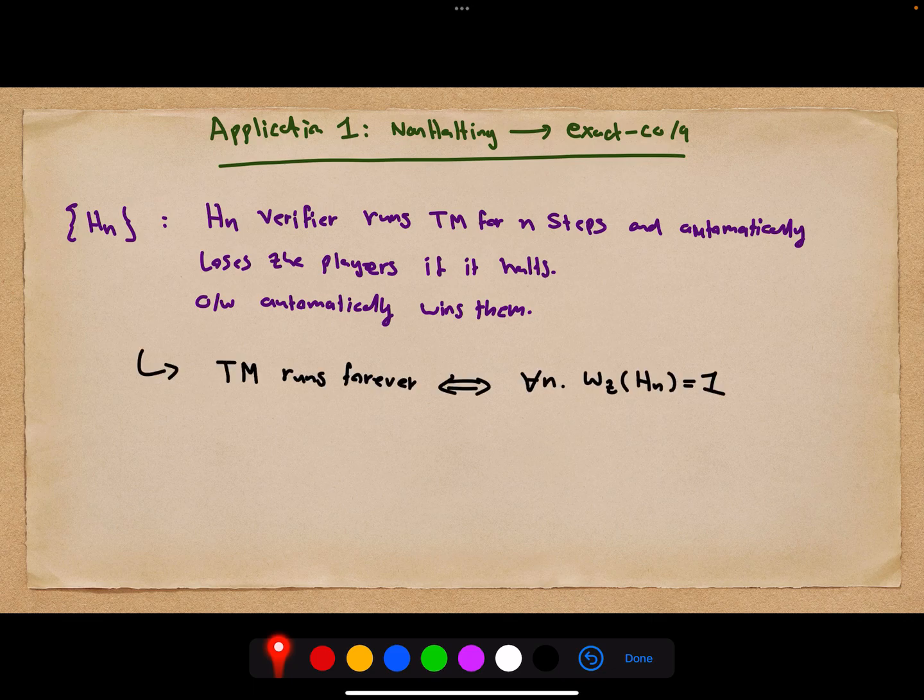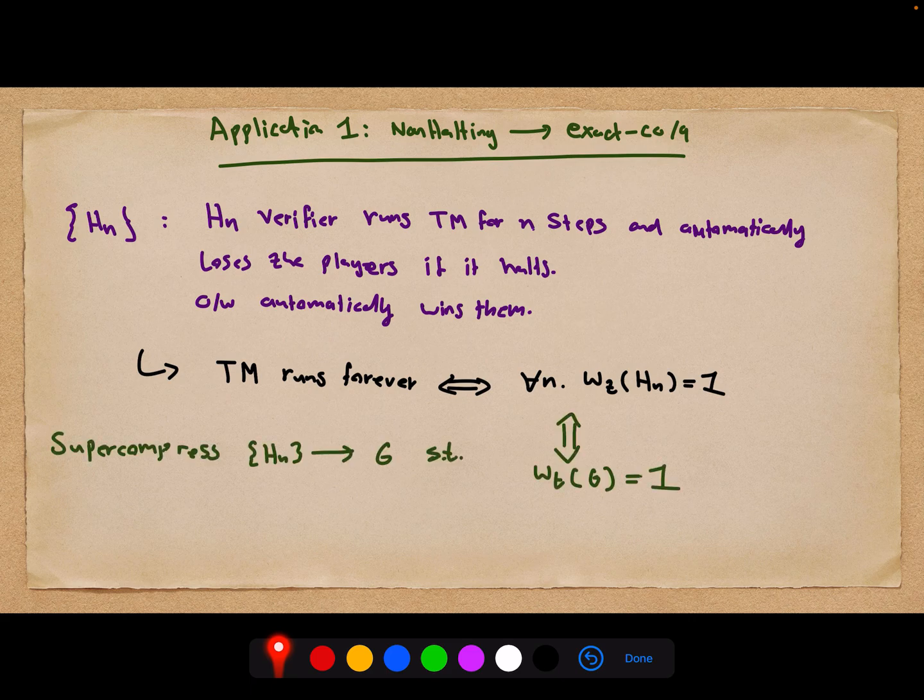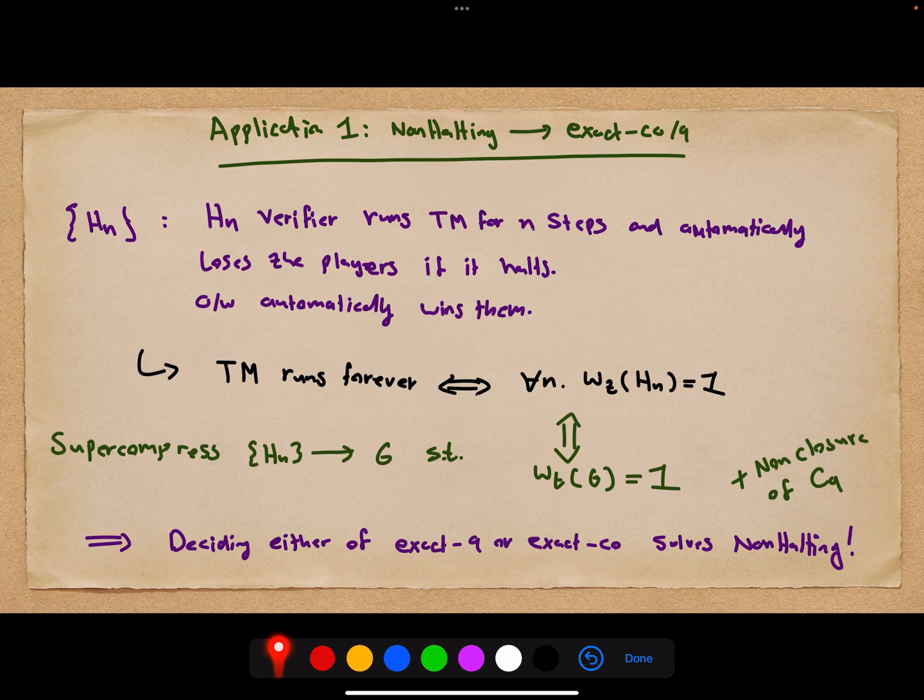So we've taken the problem of deciding if a Turing machine runs forever, the non-halting problem, and produced a family of games such that that is true if and only if every single game in this family has a value 1. Now here is a family that we can apply supercompression to. With supercompression, we can map this family of games to one single game such that it having a value 1 is equivalent to the above. And that's exactly what we want to do. We've reduced the non-halting problem to deciding the quantum or commuting operator value of a single game. Exactly.